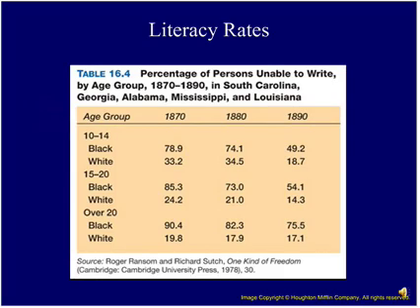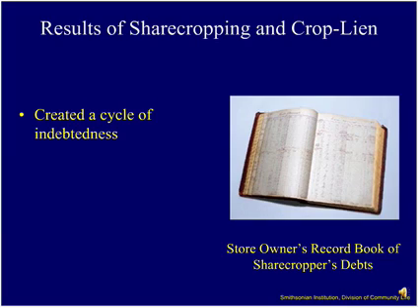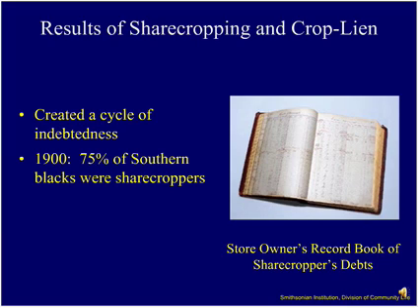This table demonstrates literacy rates in the American South in the years after the Civil War. As you can see from this table, large numbers of black Americans as well as whites were illiterate in states like South Carolina, Georgia, Alabama, Mississippi, and Louisiana. This only added to the economic woes facing people who were sharecroppers. While there were more white sharecroppers than black, by 1900, 75% of all Southern blacks lived as sharecroppers.